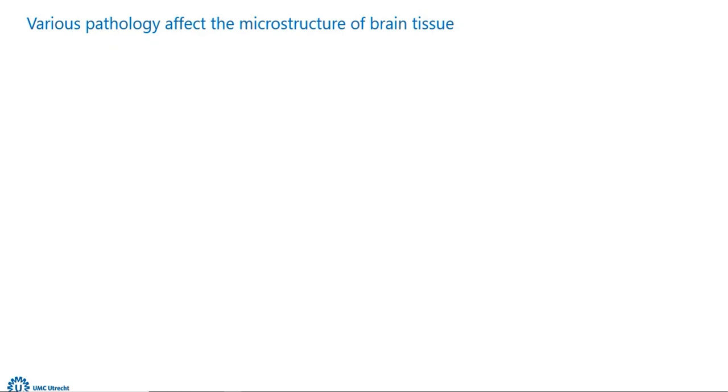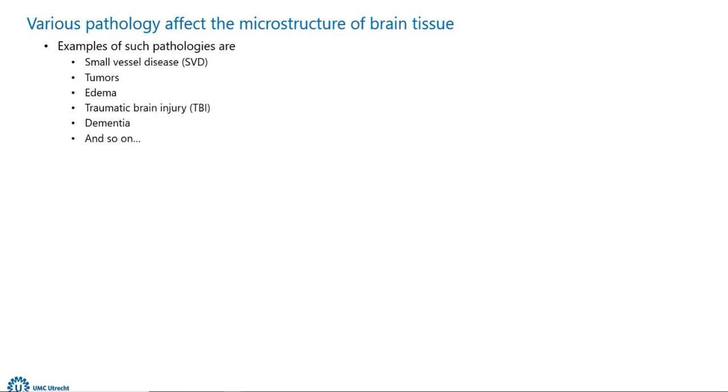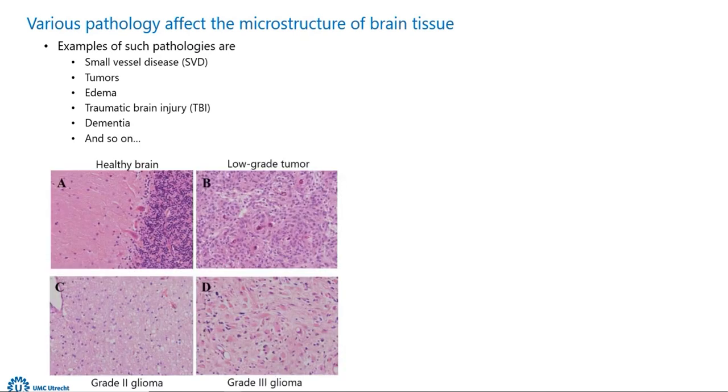So there's a large variety of pathology that can affect the microstructure of human brain tissue. And I've listed a few examples of it here: small vessel disease, tumors, edema, traumatic brain injury, different forms of dementias, and so on. And here I show a few different examples of how the microstructure changes for different grades of gliomas as compared to healthy brain tissue.